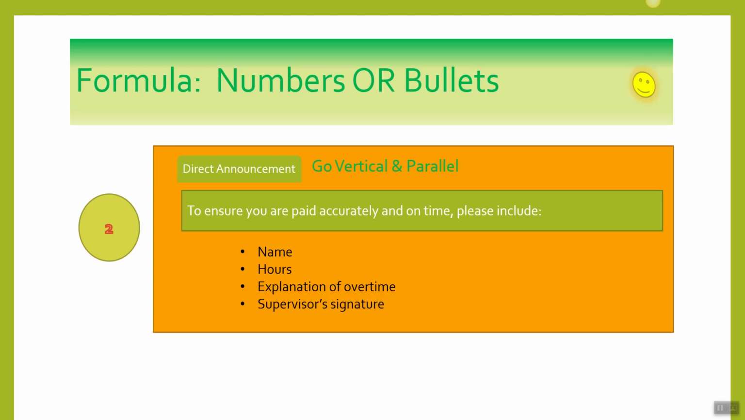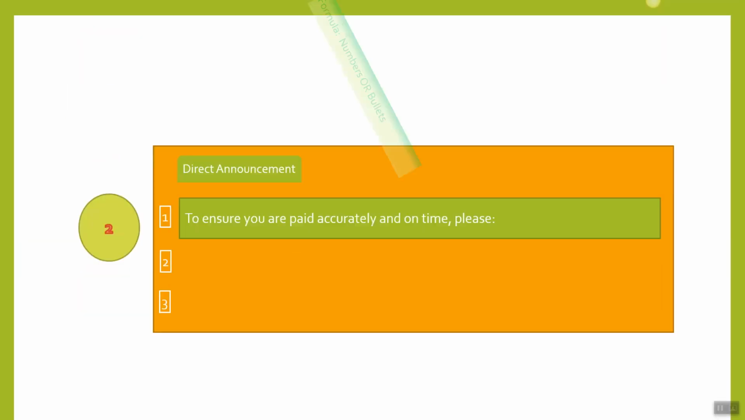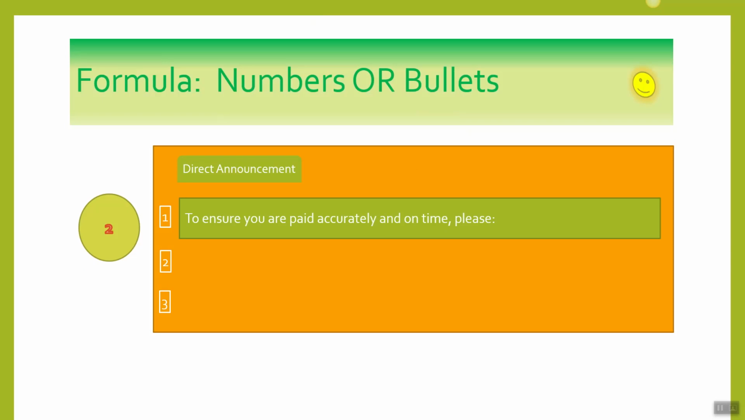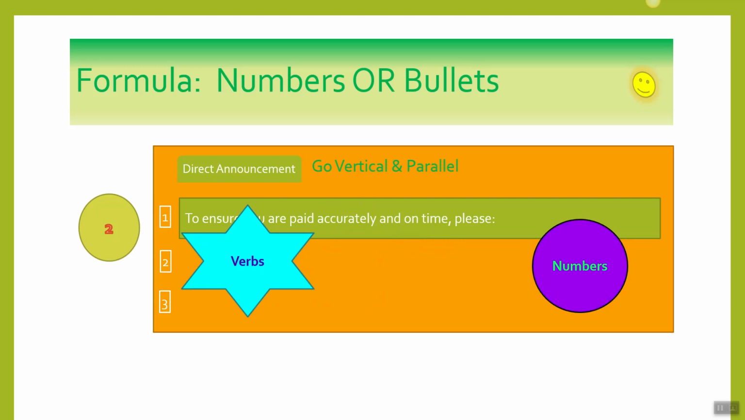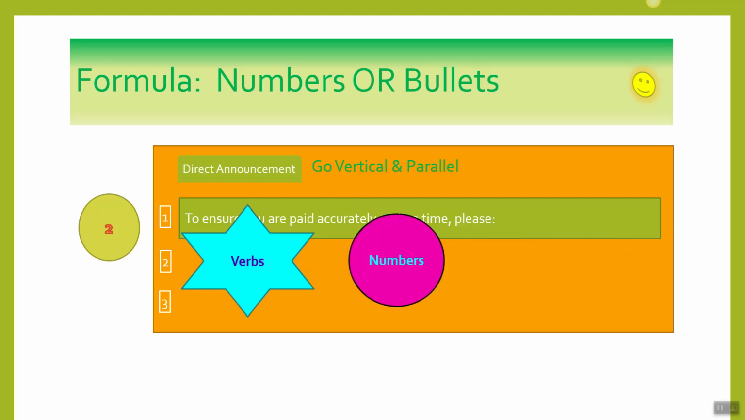A supervisor's signature. So we have 4 things. Doesn't matter what order you get them in, just make sure they're all on there. Bullets. The other option, which is a little more active and actually might be a better choice, is to say, to ensure you're paid accurately and on time, please do the following, which is verbs. So please take action. And that means all of them would have to start with a verb. And you could use numbers because you may have a certain order you want them to do it in.